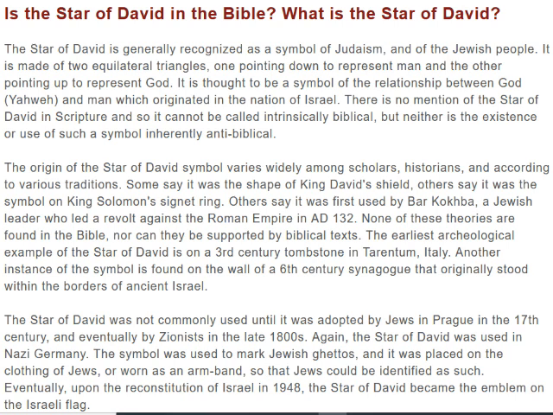Again, the Star of David was used in Nazi Germany. The symbol was used to mark Jewish ghettos, and it was placed on the clothing of Jews or worn as an armband so that Jews could be identified as such. Eventually, upon the reconstitution of Israel in 1948, of course, when all the European Jews migrated to Israel en masse, the Star of David became the emblem on the Israeli flag, and we know that the Zionists were responsible for that, and we'll get into that in the next segment or two.